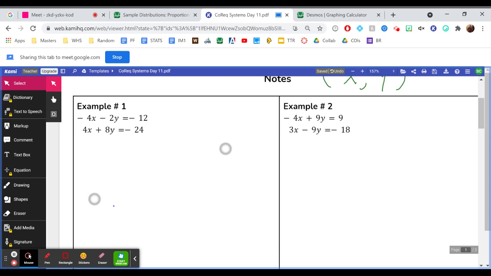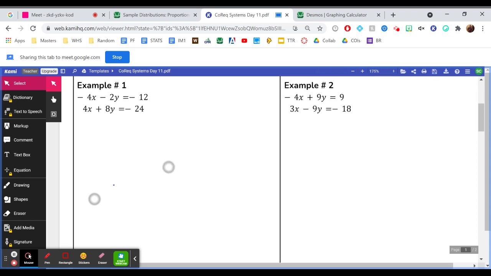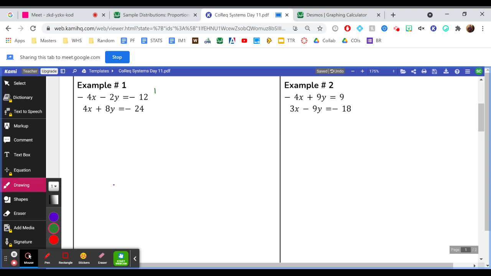Our first example, we have negative 4x minus 2y equals negative 12. Okay, that is our first equation. Our second equation is positive 4x plus 8y equals negative 24. Okay, so with this type of equations, we are going to be looking for a zero pair to cancel out one of the variables. So we're going to add these equations, and as you're adding, keep in mind that you're looking for zero pairs.